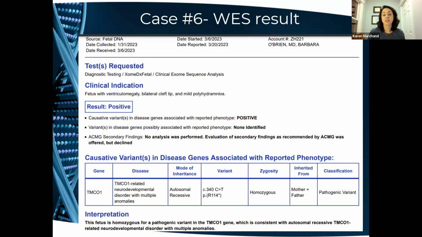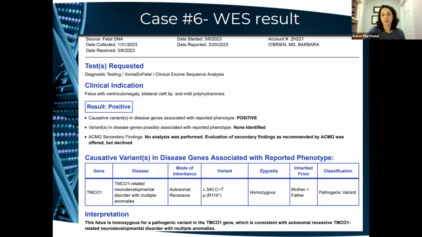And the fetus is homozygous, meaning has two of the same variant, so one from the mother, one from the father, which is also on this report because it was done as a trio analysis. So this was really helpful in being able to give the couple insight as to what the expectations will be for this fetus, as it moves through its life.